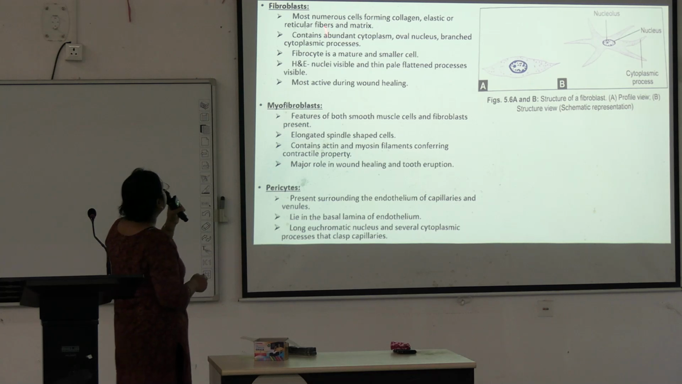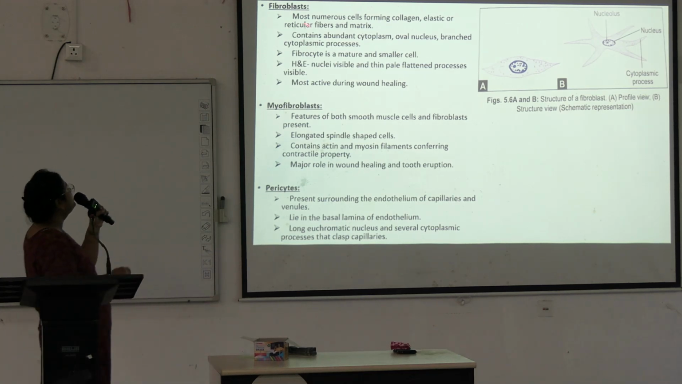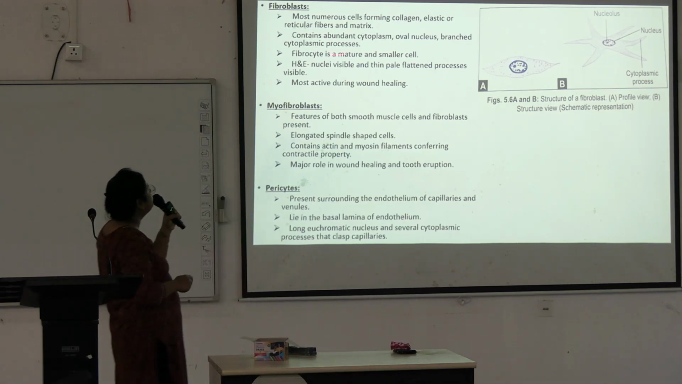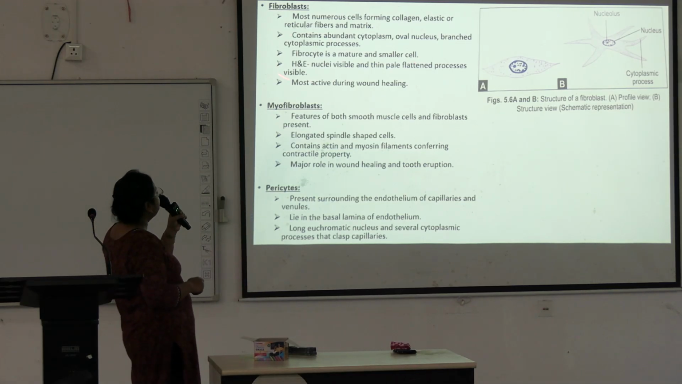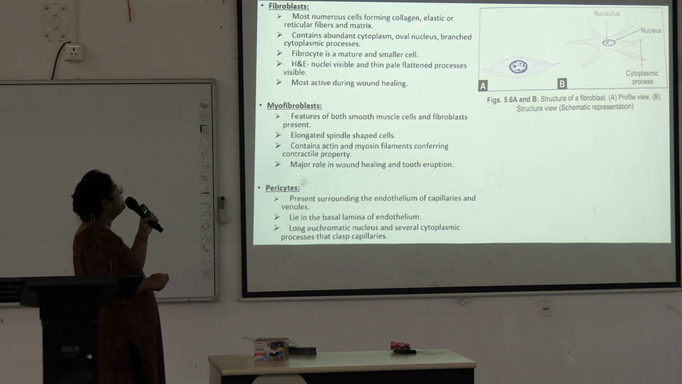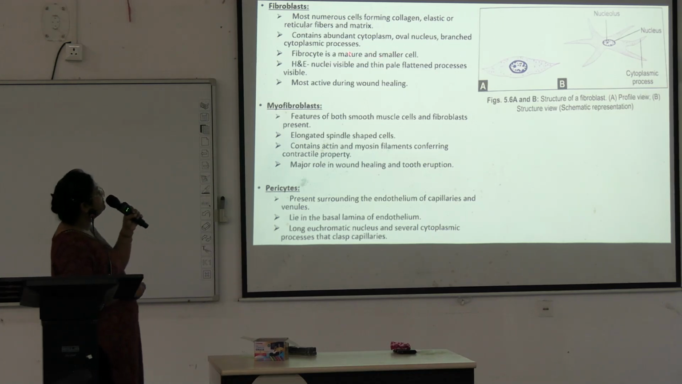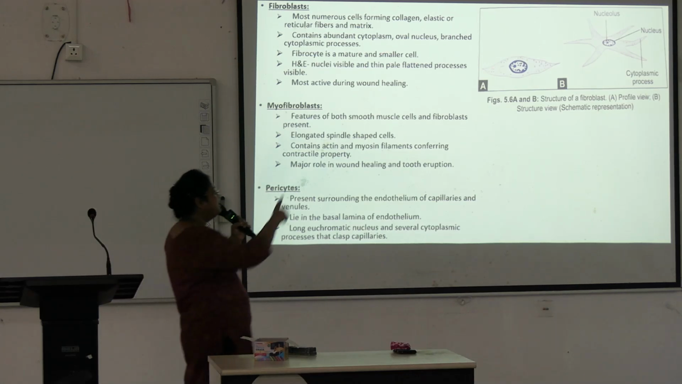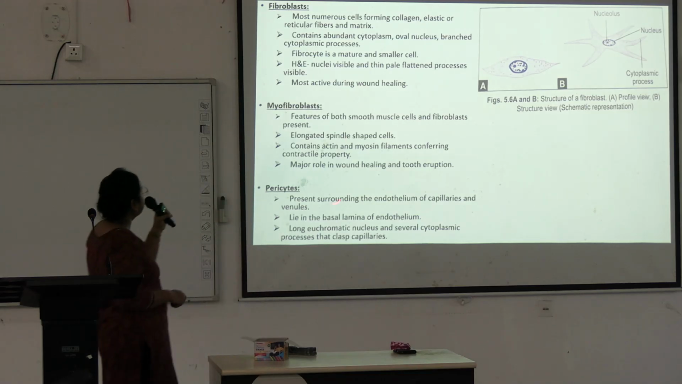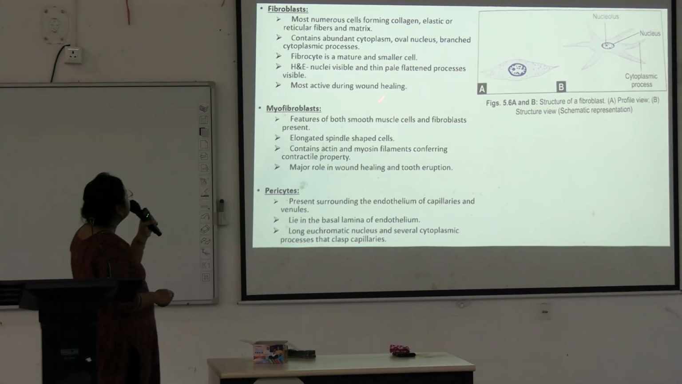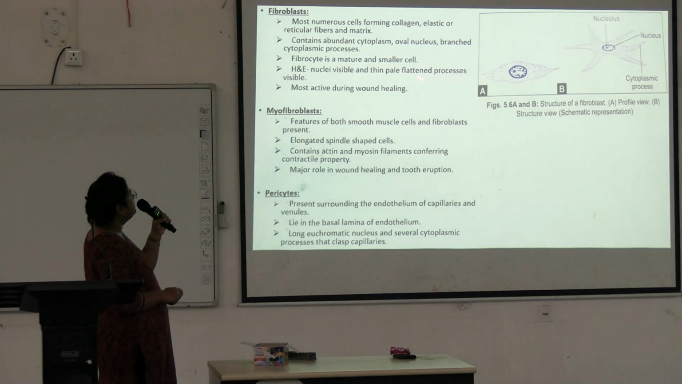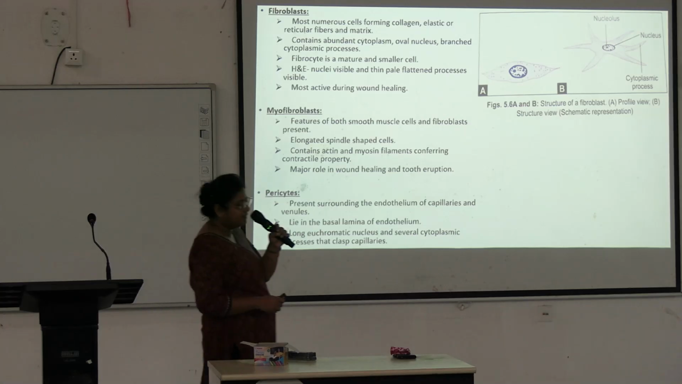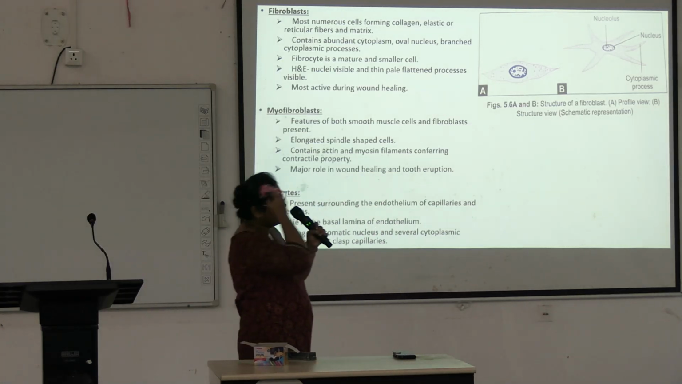shaped. Most fibroblasts are the most numerous cells, forming collagen, elastic or reticular fibers and the matrix, and they contain abundant cytoplasm, an oval nucleus, and branched cytoplasmic processes. Fibrocyte is a mature and smaller cell. In HE staining, nuclei are visible and thin plate-like flattened processes are visible. Most active during wound healing. The fibroblast helps in wound healing.